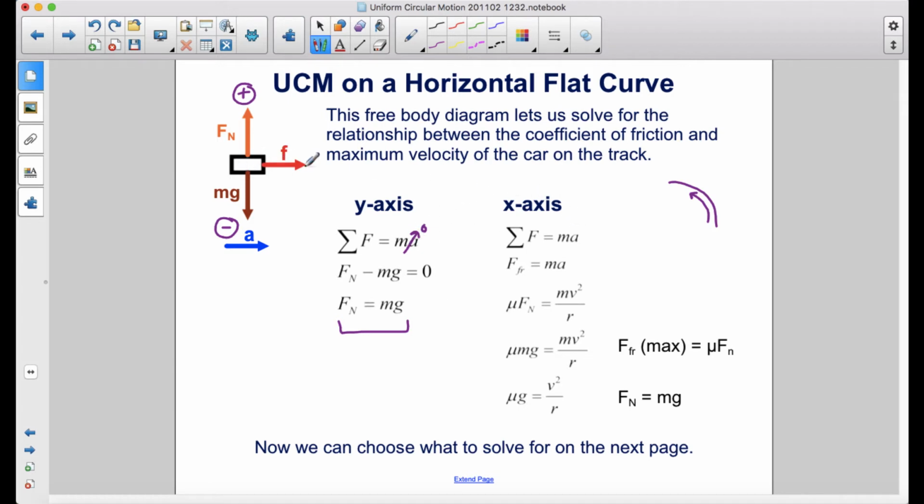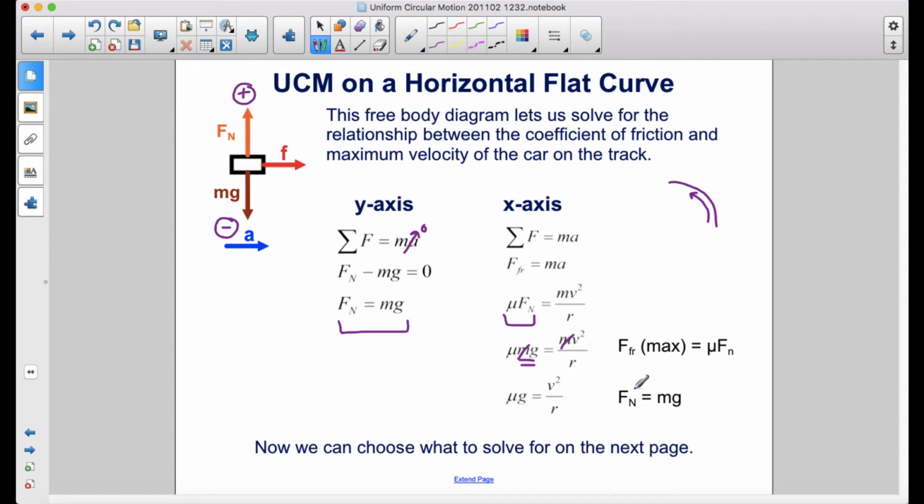We have only one force in the x-axis, and that is static friction. So static friction equals ma. We can replace static friction with the formula for friction, which is mu Fn, the coefficient of static friction times the normal force, and we can replace a with v squared over r, since we're driving in a circle and we have centripetal acceleration. We solved for the normal force, it's mg, so we can go ahead and plug that in for the normal force. And then we can go ahead and cancel out those m's, giving us mu g equals v squared over r.